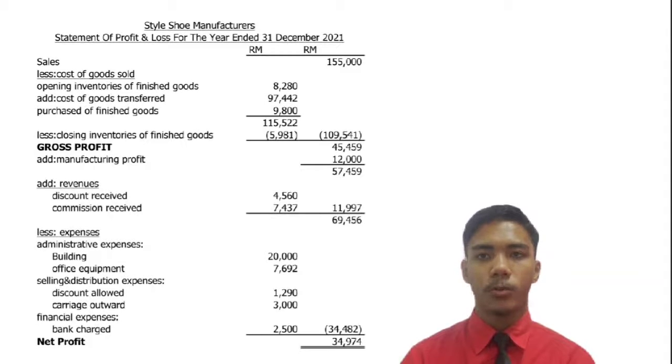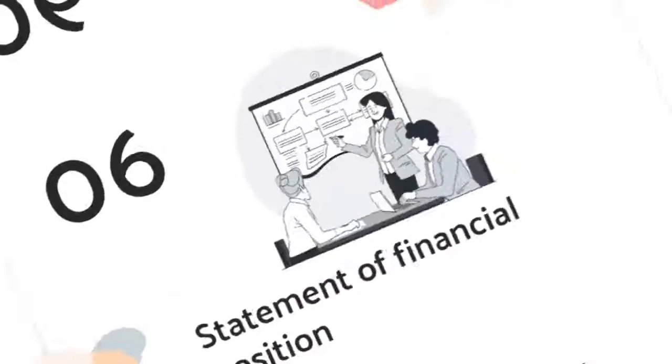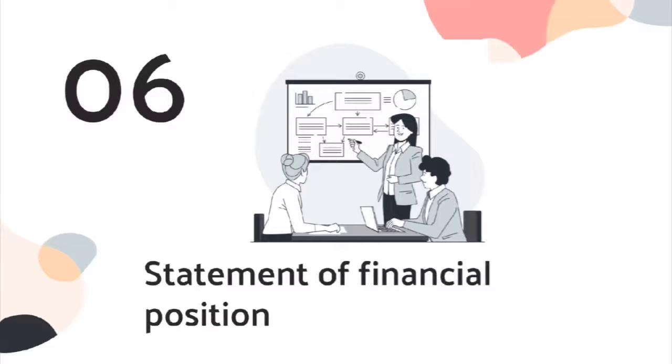And then we subtract the expenses. For administrative expenses we have building and office equipment, for selling and distribution expenses we have discount allowed and carriage outward, and for financial expenses we have bank charge. And then we will get the total net profit amounting to RM34,974.